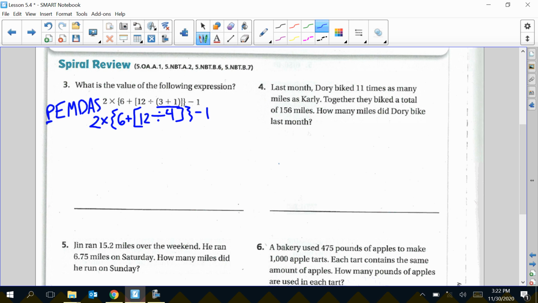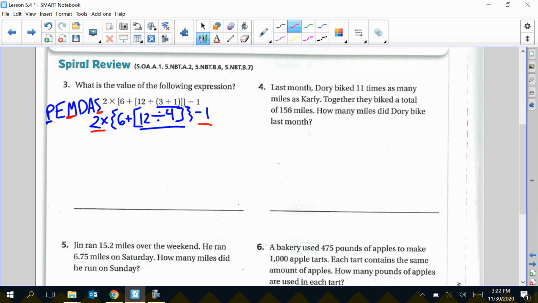Then you work your brackets, and then you'll rewrite everything. Then you'll work the braces, and then you're done with the parentheses. Don't forget, multiplication at the end comes before subtraction. So remember, when you get to the end, you're going to multiply first and then subtract by 1. Okay, so make sure you work those brackets, then braces, then multiply, then subtract. So don't forget that order of operations there.